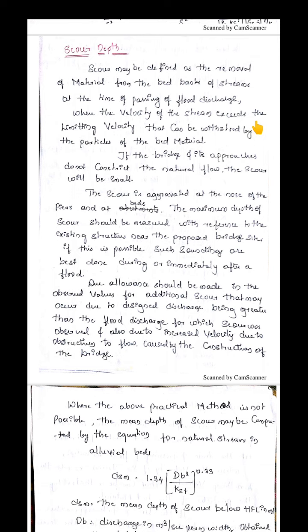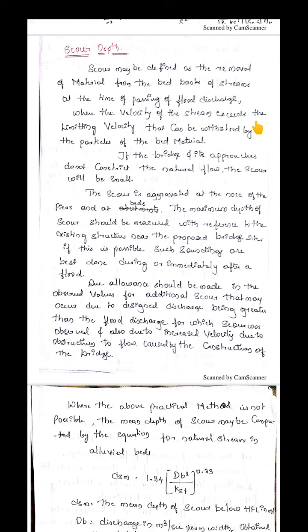Scour may be defined as the removal of material from the bed and banks of the streams at the time of passing of flood discharge. When the water is flowing across the bridges with heavier velocity, it is again related to the soil condition and the velocity of the water. If the velocity is more and the soil is sandy loose soil, there will be more scour depth. So in such conditions we require a deep and heavy foundation.